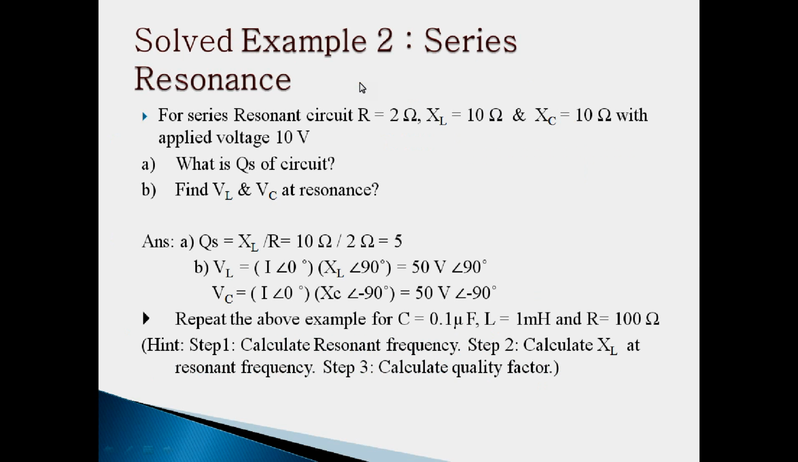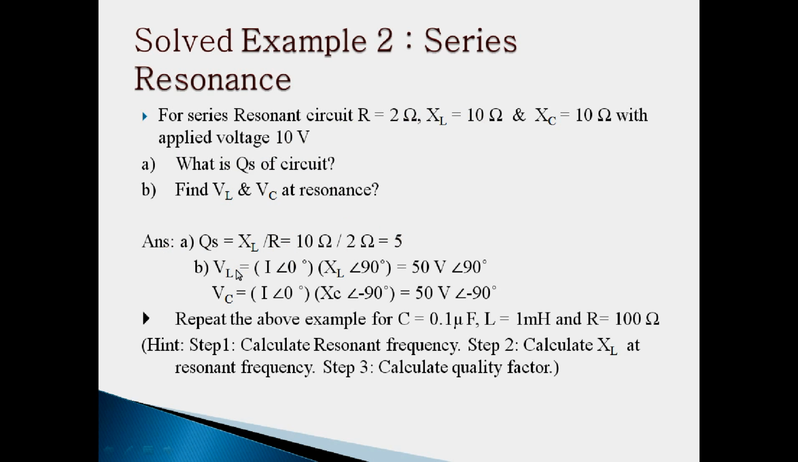So here are some solved examples on series resonance. For a series resonant circuit, R is 2 ohm, XL is 10 ohm, XC is equal to 10 ohm with applied voltage. That means this is a resonance condition. The question is, what is the quality factor of the circuit at resonance? Find voltage across inductor and voltage across capacitor at resonance. For quality factor, the formula is XL divided by R. So XL is 10 ohm and R is 2 ohm. So quality factor is equal to 5.